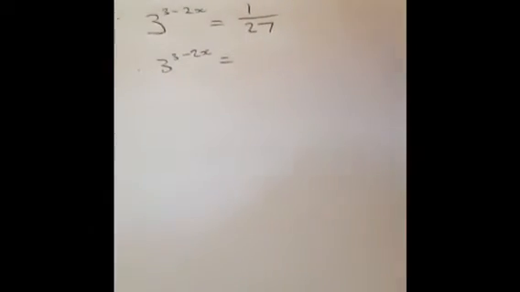So that'll give us 3 to the power of 3 minus 2x. That doesn't change on that side. But 1 over 27 is the same as 1 over 3 to the power of 3, which is the same as 3 to the power of negative 3. And this side simply stays the same.